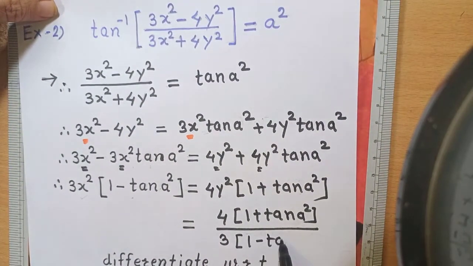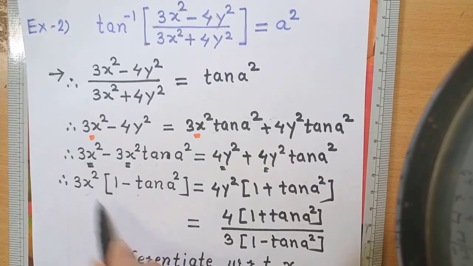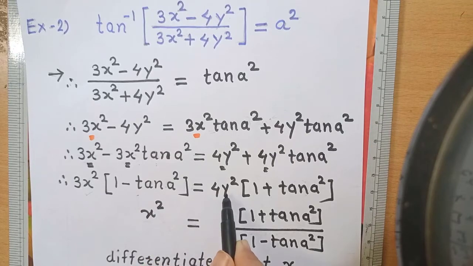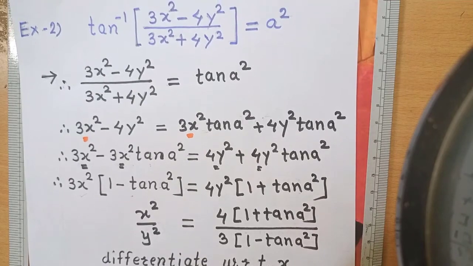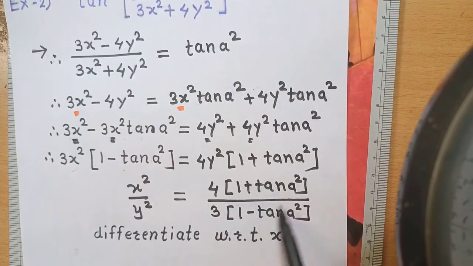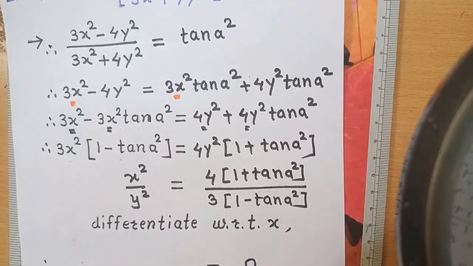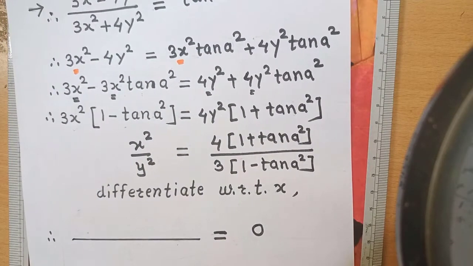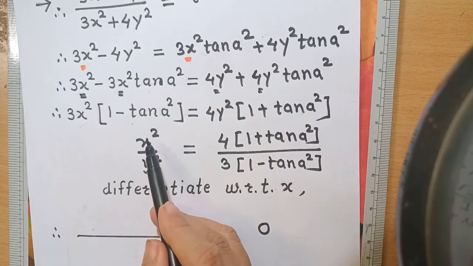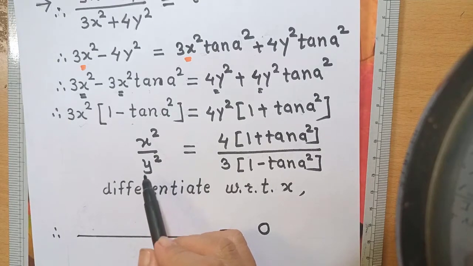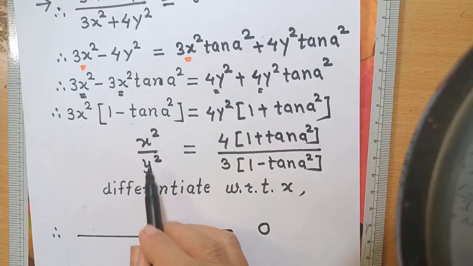1 minus tan of a square, and on the LHS x square is remaining, and again move this y square here. So this is the simplest form of the function, and here we will differentiate. Now again since the RHS is constant, its derivative is 0. So I am directly writing, and now this is in the form u upon v. So use the u upon v formula.